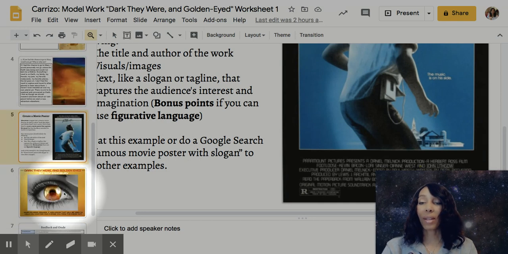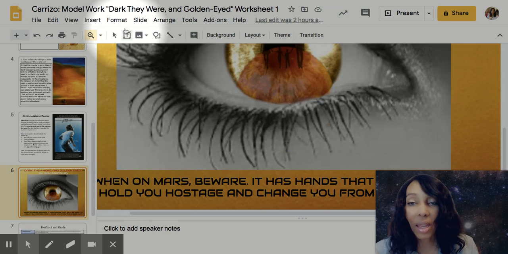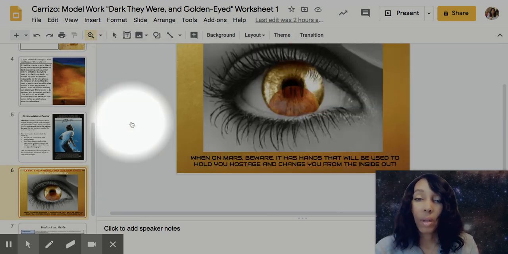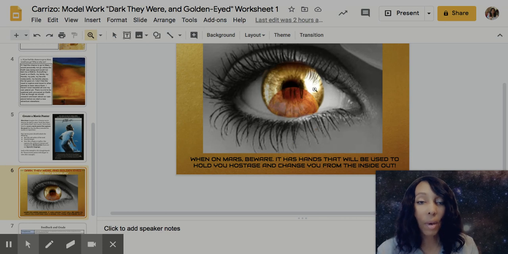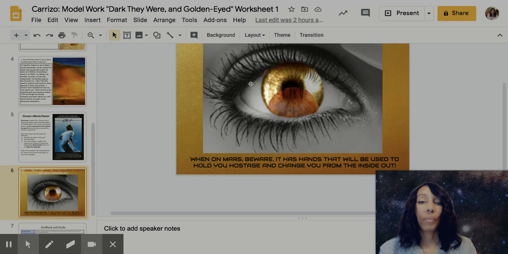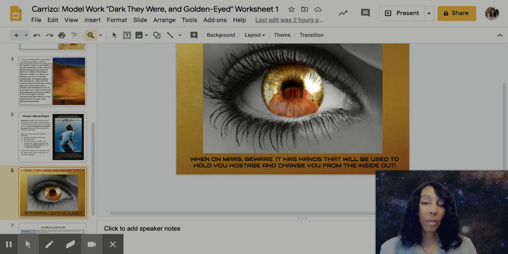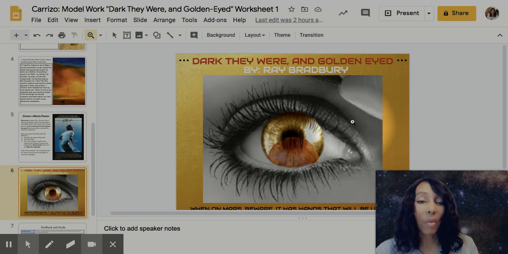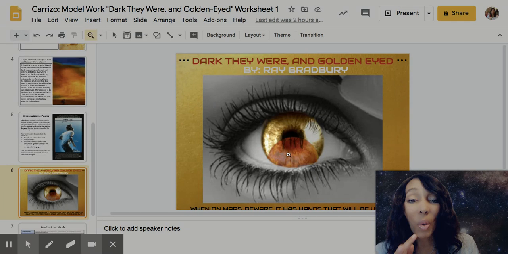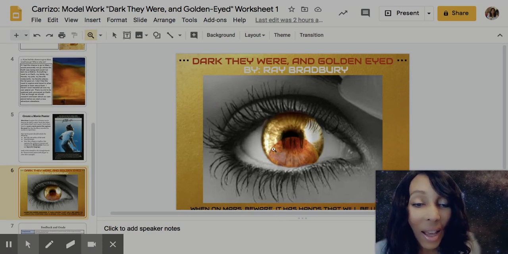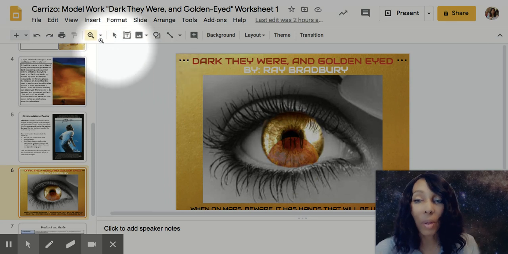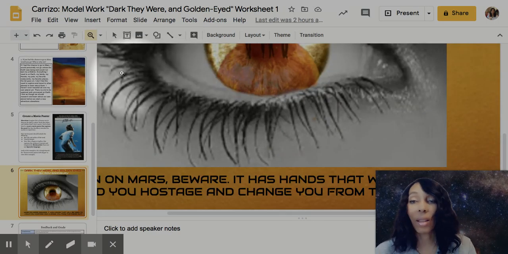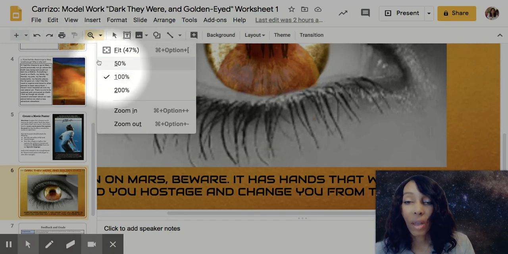If you look at the example, here is the example. You have, excuse me, technical difficulties here. You have the title, Dark They Were and Golden Eyed by Ray Bradbury. And then the graphic shows an eye with gold, a golden eye. And in the iris, the center of the eye, you see the people. It's a little bit larger image. So dark they were and golden eyed. And then I want you to read this example.